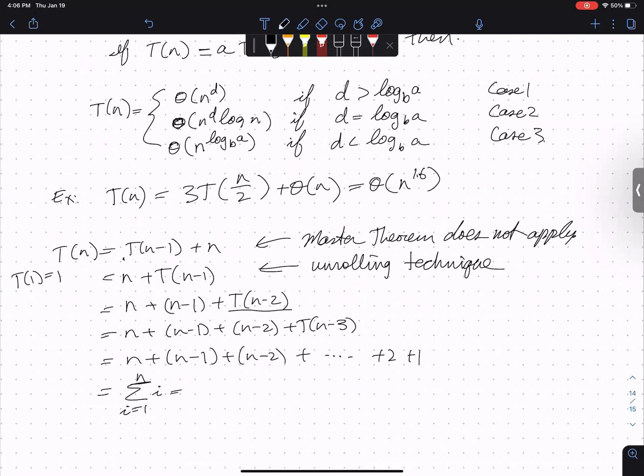And we saw this is, you can write it out if you want. And remember, this was a polynomial of degree two. Here, this one, we couldn't solve using the master theorem, but we solved it using this unrolling technique. Right. Any questions?